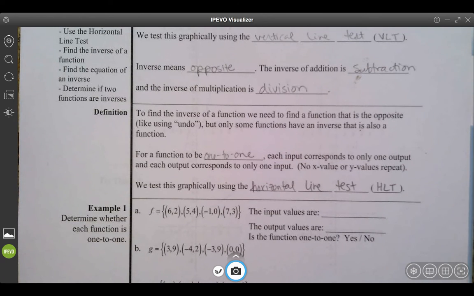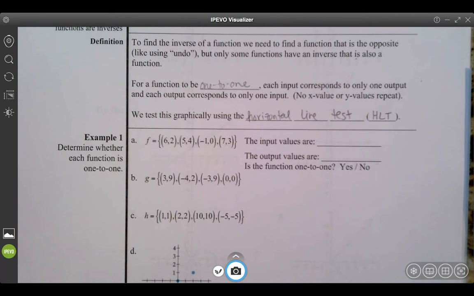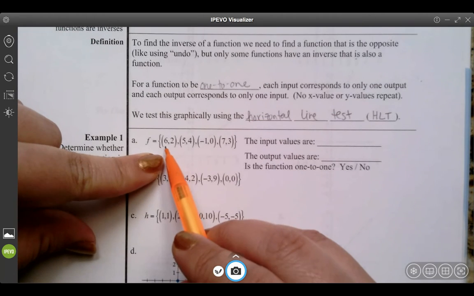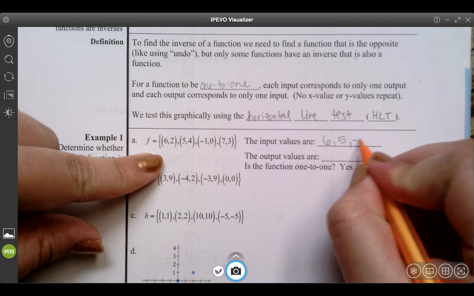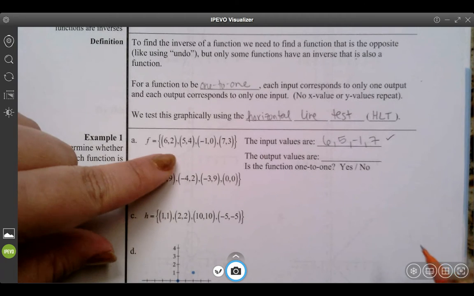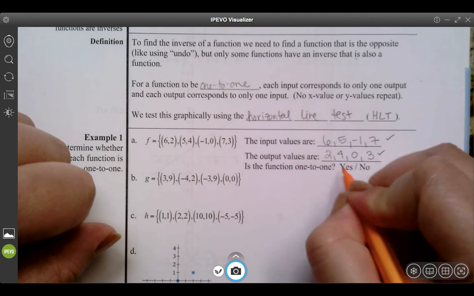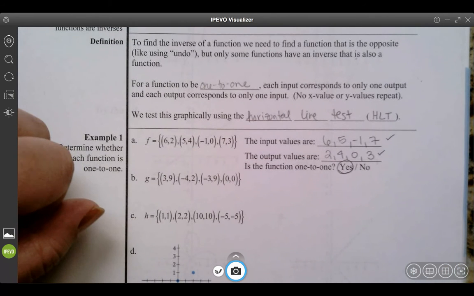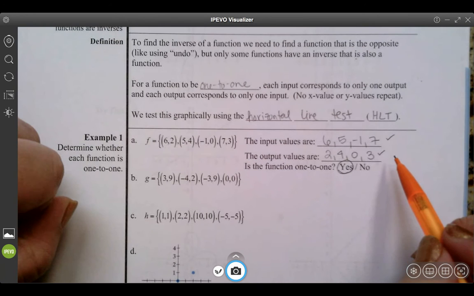So let's take a look at some of these relations in example 1, and we want to see, are these functions, and are they one-to-one? The first question is, are they a function? So we need to check if the input values repeat. Those are all of our x values. Our input values are 6, 5, -1, and 7. None of those repeat. Then separately, we'll look at our output values, 2, 4, 0, 3. None of those repeat, and therefore this function is one-to-one. Notice I check them separately. Do my x values repeat? Do my y values repeat?